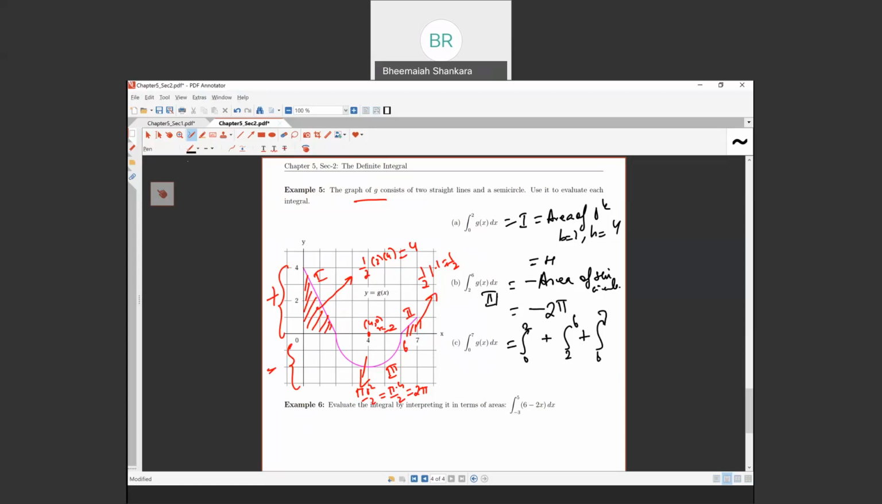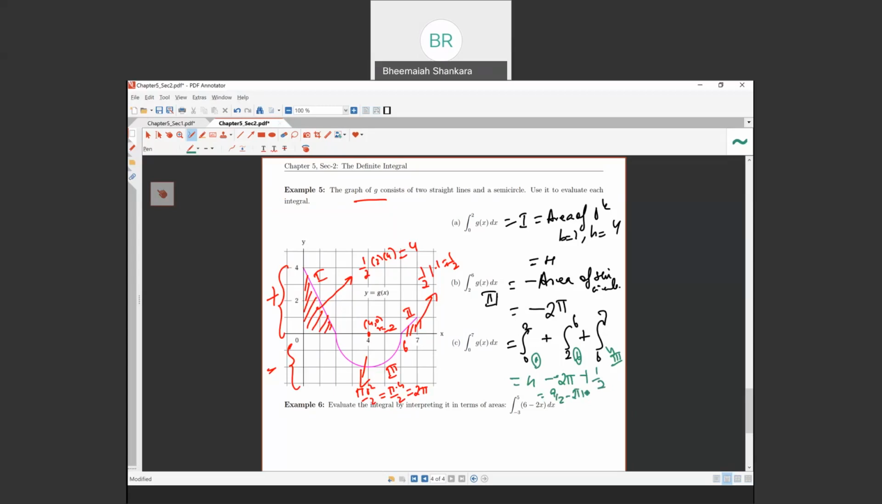So integral 0 to 2 is your part 1 of the problem, A. 2 to 6 is your part 2 of the problem, so you don't have to recalculate, just bring down the answer from the top. And the third one is your part 3, shaded region 3, which we calculated that the area of the triangle is 1. So sum it up. So all you have is 4 plus 1/2, which is 9/2 negative 2 pi.